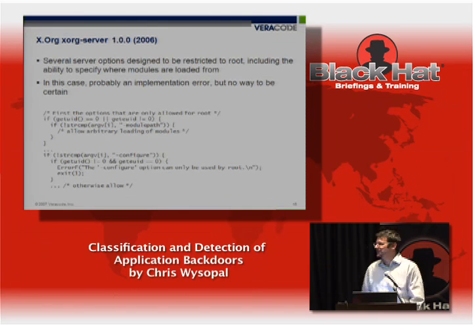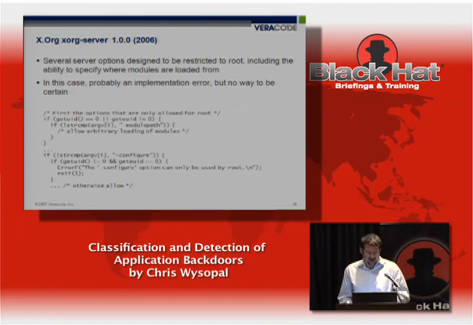Now, a very similar thing happened more recently in the X.Org server, and I believe that this was found by Coverity using their static analysis tool. They detected this one. Can anyone look in this code? It's actually in a couple places where the backdoor is.